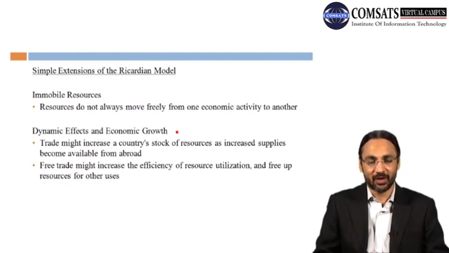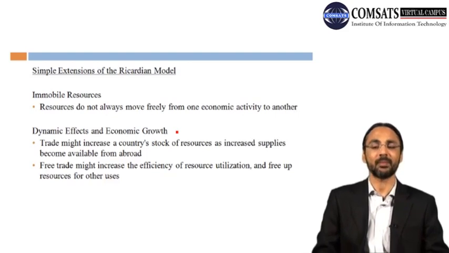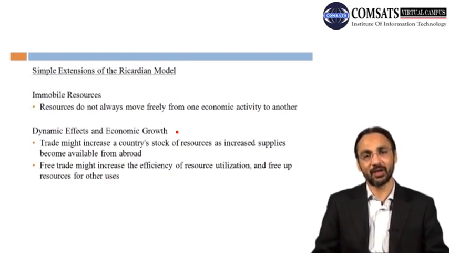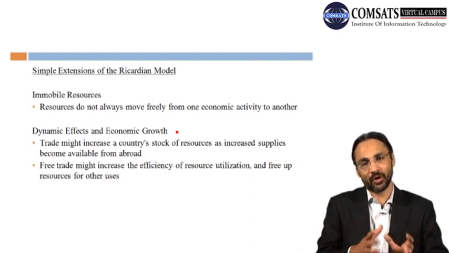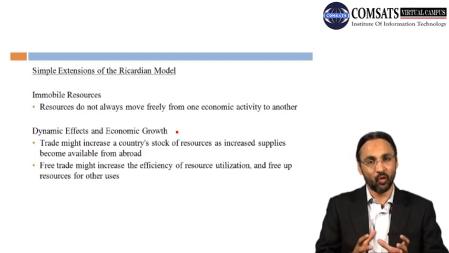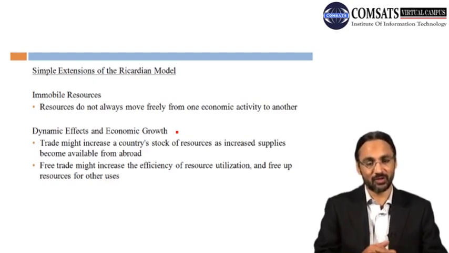Dynamic: a simple extension of the Ricardian model. Comparative advantage is the Ricardian model, and now the Ricardian dynamic effect in economic growth. The first one is immovable resources. Resources do not always move freely from one economic activity to another. The main important assumption underneath the Ricardian model was that resources can easily and freely move from one economic activity to another. In this example, in the early stage they are producing just two products. When they focus on their specialized product, they move all those resources from one product to the other. In the real world, it's not possible. I mean, it is possible, but it costs the firm money to move resources from one product to another. This is what this assumption is saying.